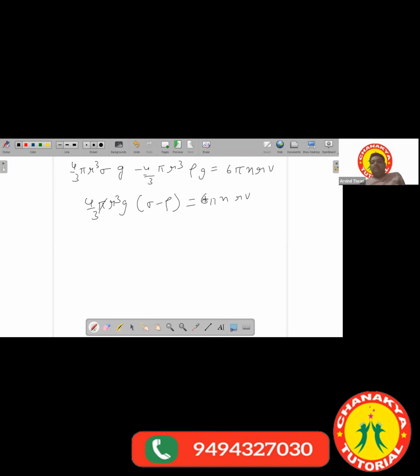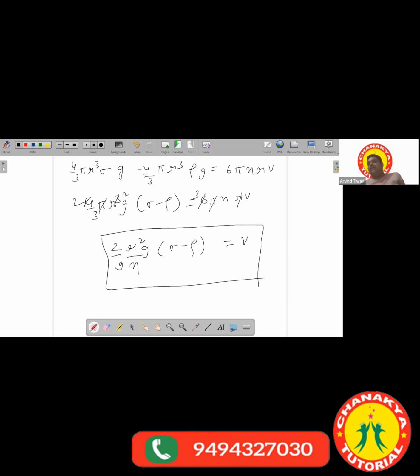Now pi and pi cancel. One of the r cancels. You have r squared, you have this 2, this cancels here, you have 3. So you will get 2 by 9 r squared g, sigma minus rho equals v. Sorry, here you have eta, so 2 by 9 eta comes to this side. You have the formula of velocity. So this is the formula of terminal velocity that you have studied in your classes.